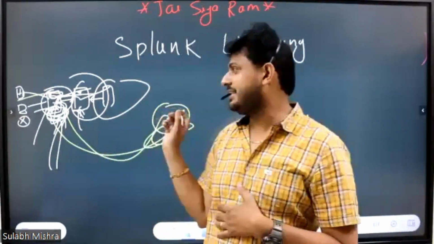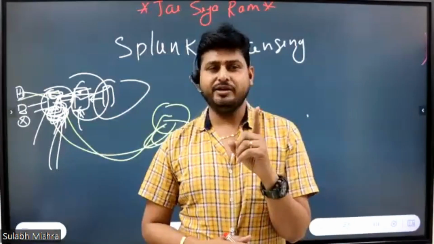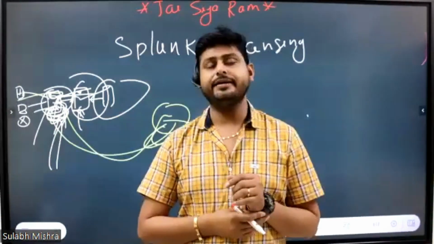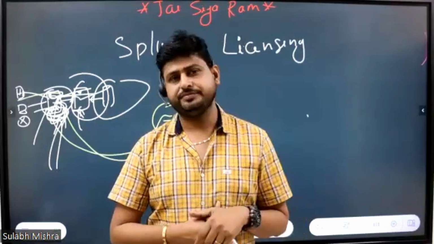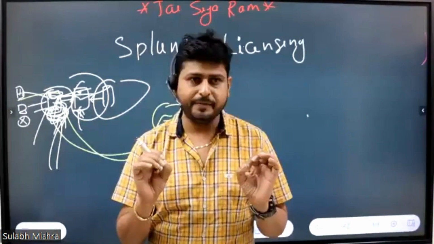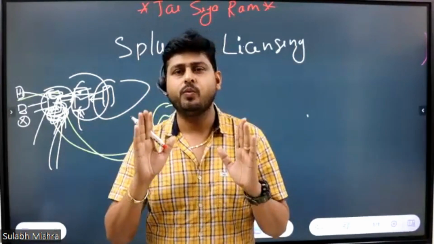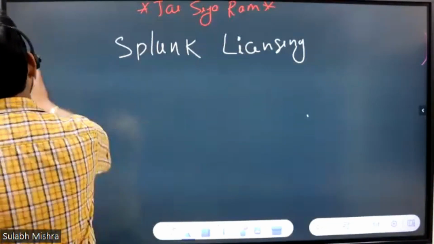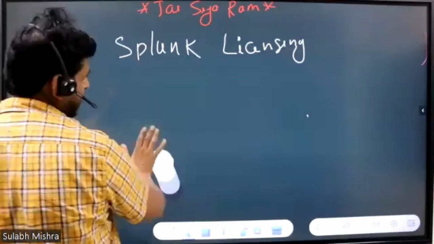Understand? So in this case, ideally, indexers are using the license. And whatever logs are coming, indexers are being calculated for the license usage. Got it? Clear? Yes or no? Yes, clear. Now let's talk about what different types of licensing models are available in Splunk.